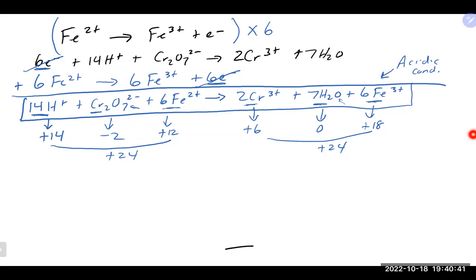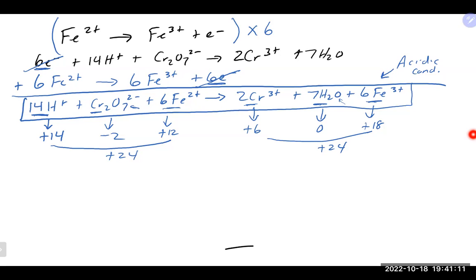Now, if you need to balance this in basic conditions, there's a couple ways you can do it. I think the easiest way is what we just did. You just balance it like it was in acidic conditions. At the end of the road, when you get to this equation, you can then turn it into basic conditions relatively easily. That would be my recommendation. You could actually add everything in earlier, but it gets a little complicated to keep track of things.